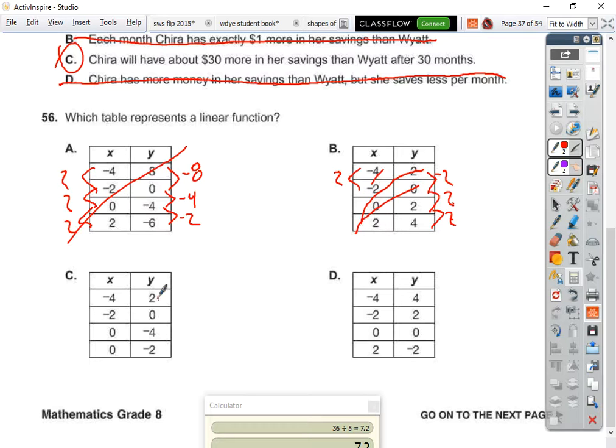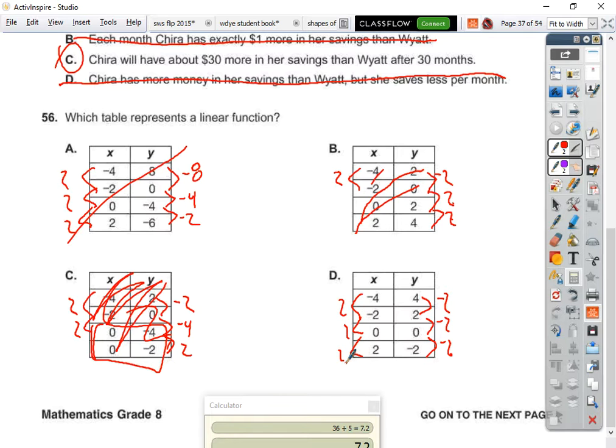All right, C. That is a difference of -2, difference of -4, difference of +2. So that's a difference of 2, 2, and oh my goodness gracious. How can 0 be both -4 and -2? That cannot be right. Let's look at D. That's a difference of -2, -2, -2, +2, +2. That is a linear function that has a slope of -1. Thank you, Anya. You're welcome.